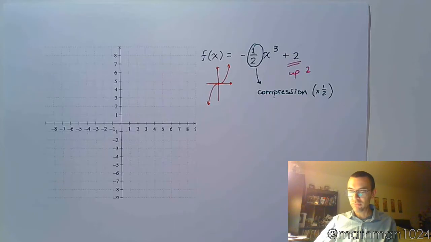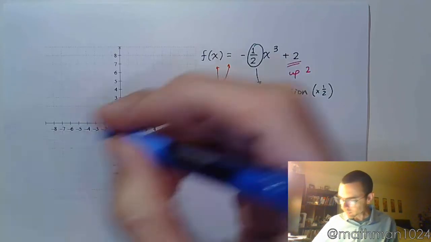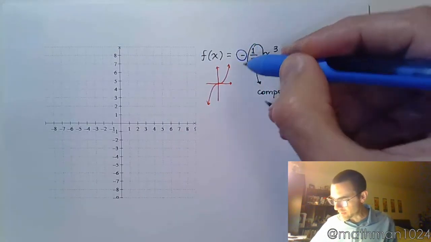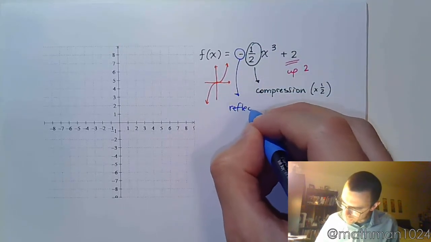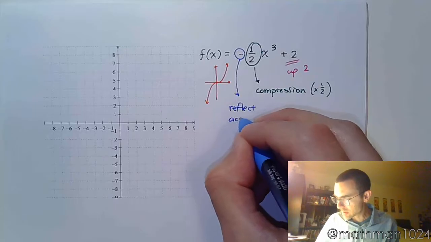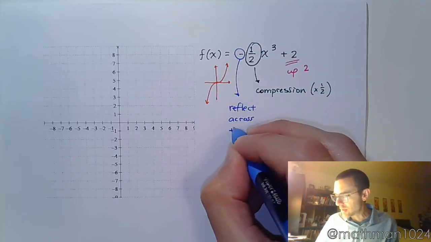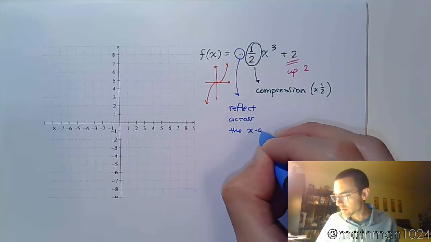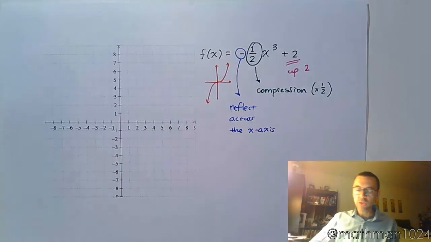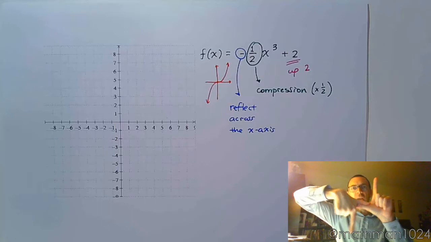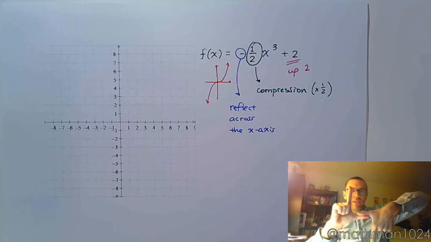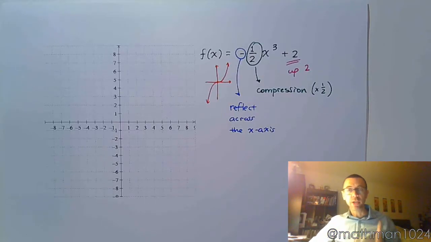Well, not only that, but you have this negative in front. So that means that we need to reflect across the x-axis. When I reflect across the x-axis, it's going to turn this cactus shape upside down like that. There's going to be a compression, so we're going to squeeze it in a little bit vertically. And we're going to be moving up 2 units.